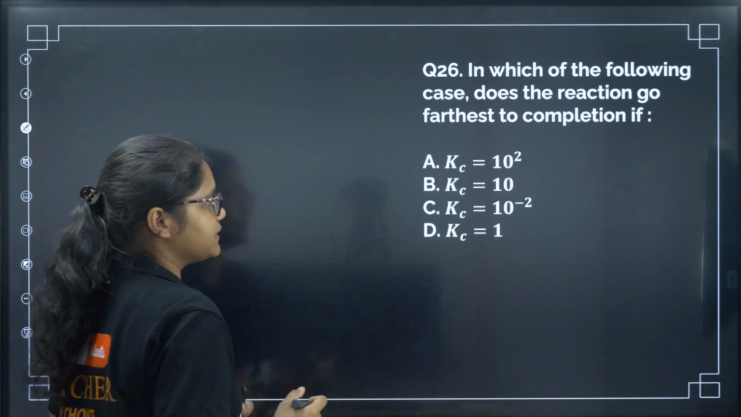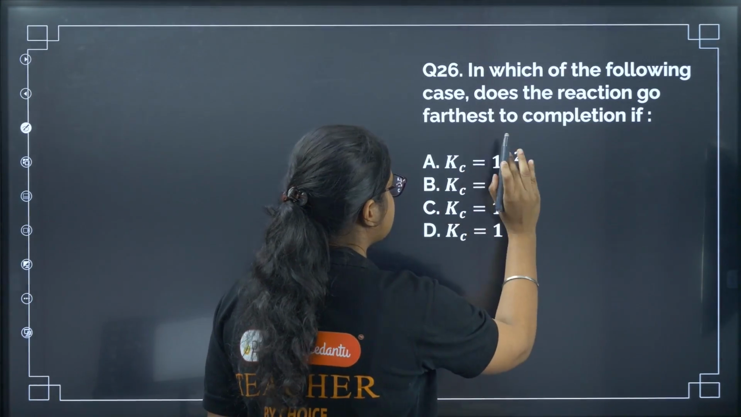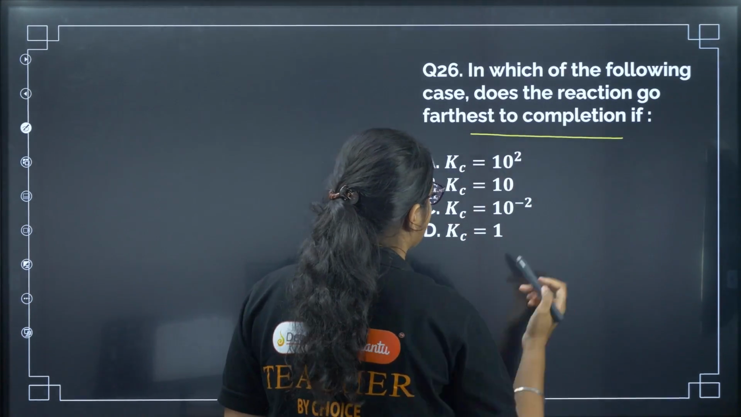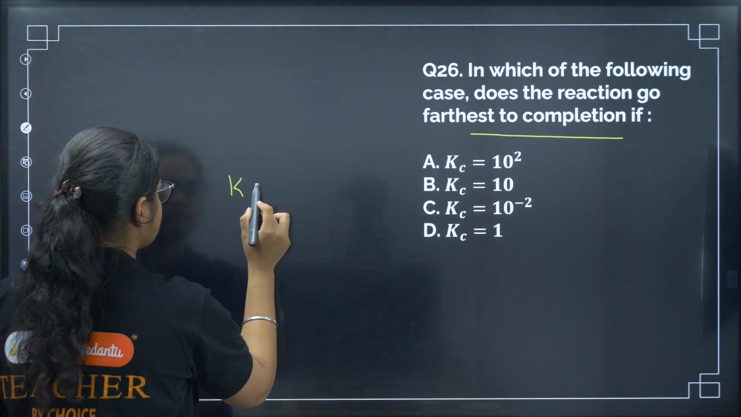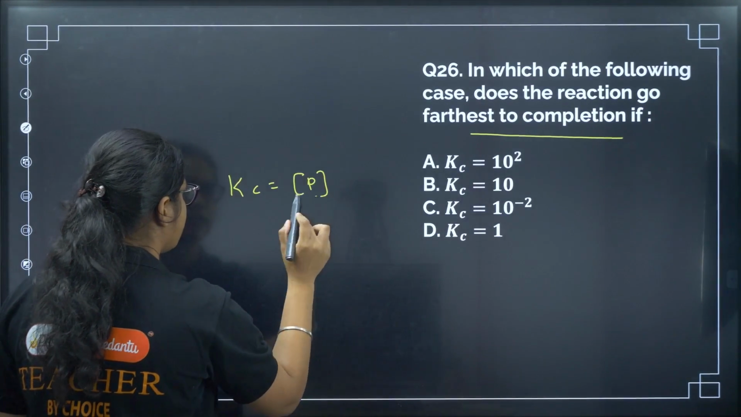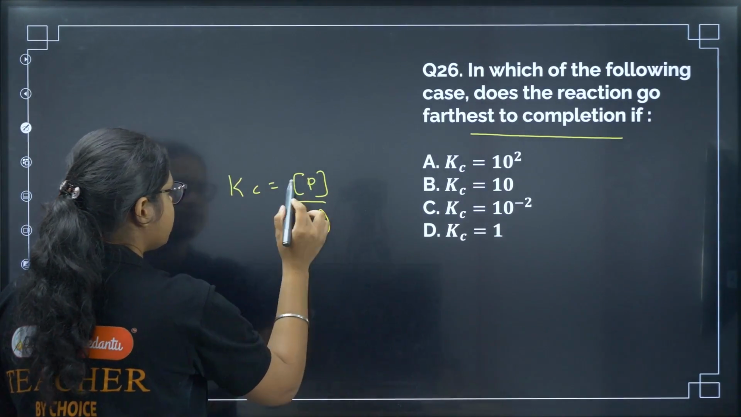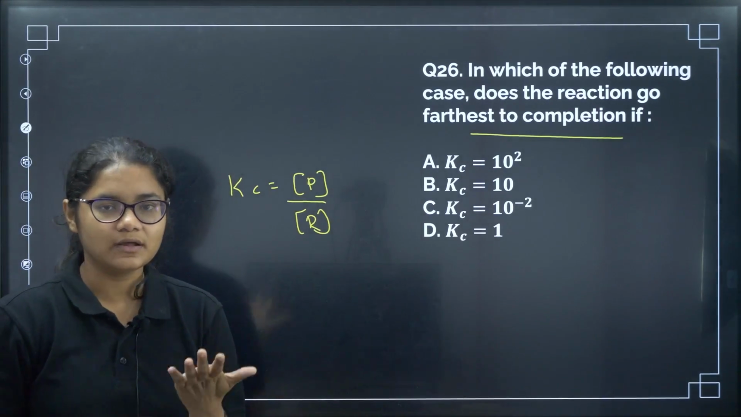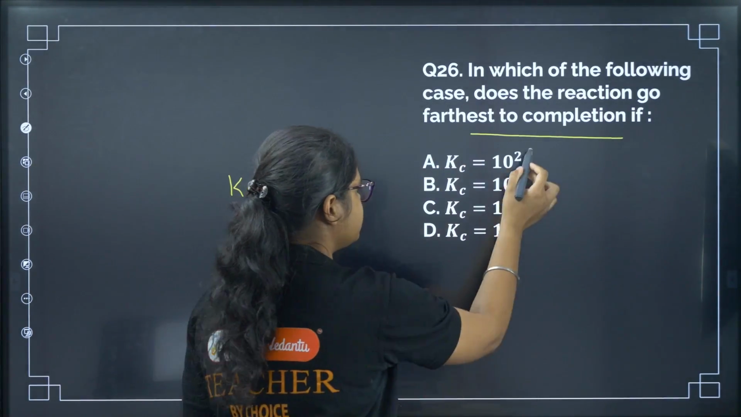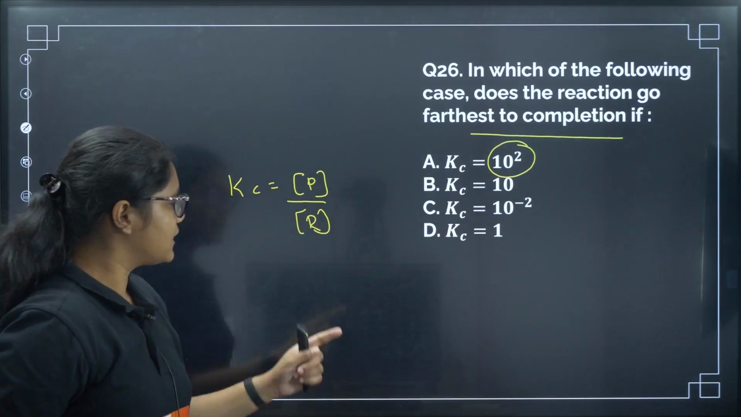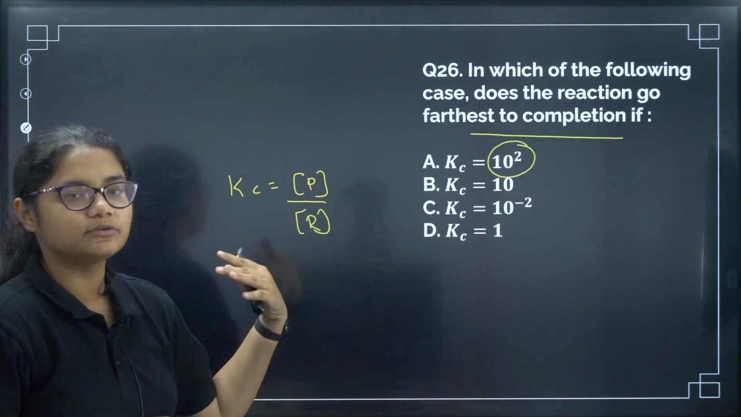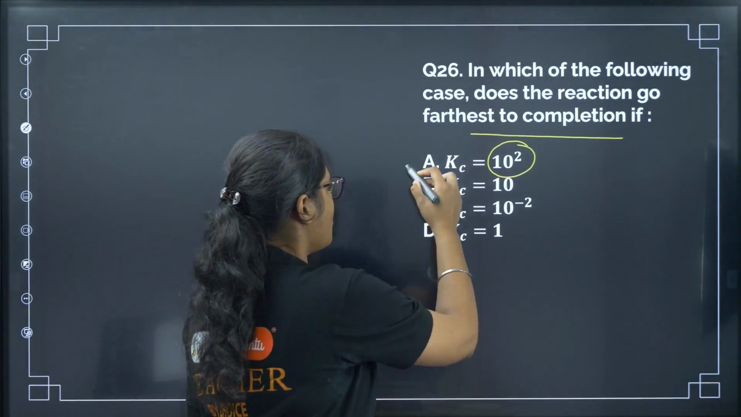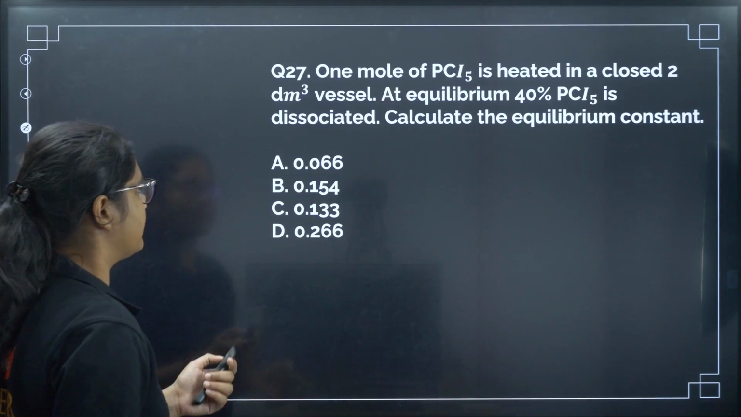Now let us see the next question. In which of the following case the reaction will go fastest to the completion? So if you see, Kc is what? Concentration of product by concentration of reactants. So if the Kc value is higher, if the product concentration is more, then the reaction goes towards the completion. So if you see in all the values, 10 to the power of 2 is highest, that means more products are formed, so reaction is going towards completion in option number A. So correct answer is A.